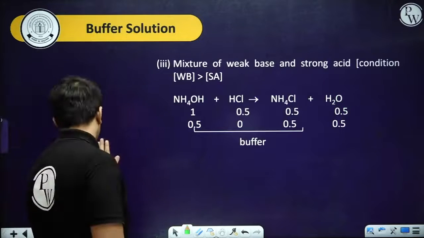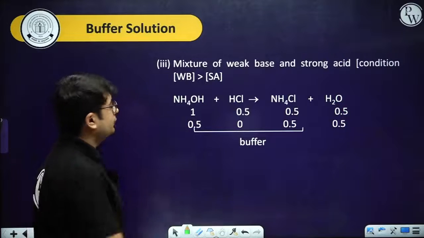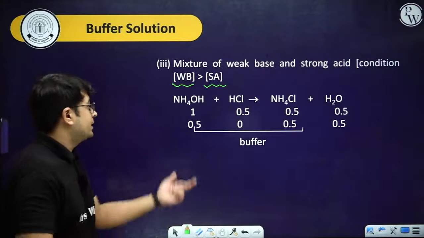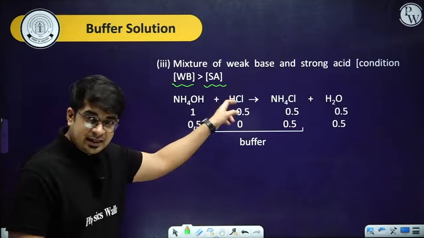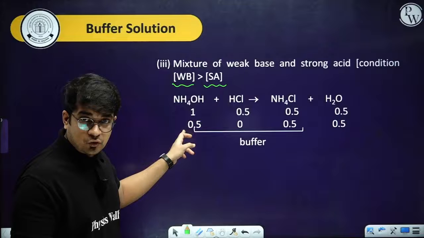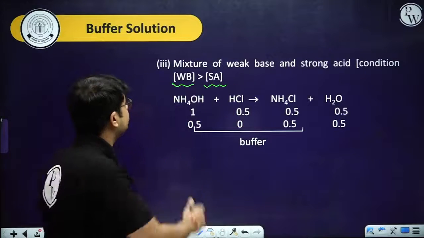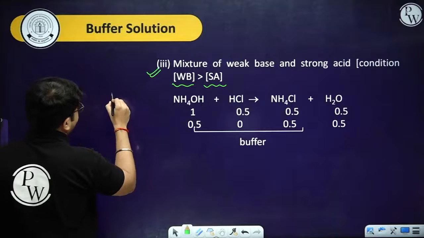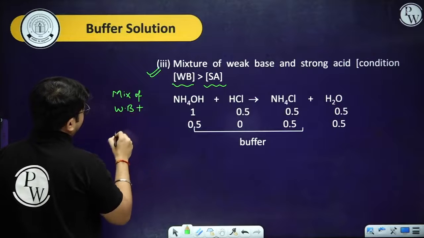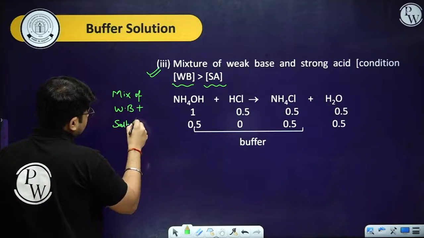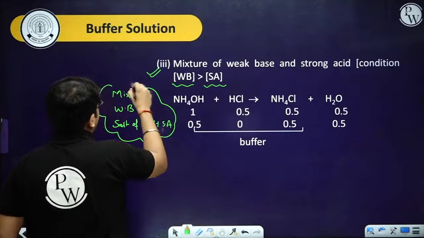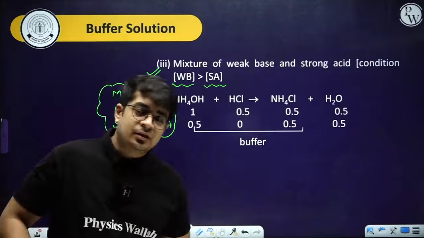Reverse of this entire part, which is, again, I'm using weak base with strong acid. In that case, let's say NH4OH is reacting with HCl. HCl is less, NH4OH is more. After the reaction, HCl will be completely consumed. It will be NH4OH as well as NH4Cl only. Again the same case, that we have a mixture of weak base plus salt of weak base plus strong acid. Same condition. Okay. I hope this part is clear.